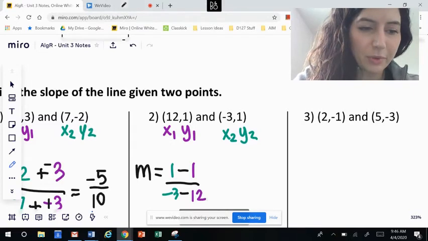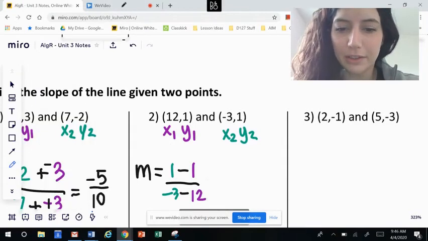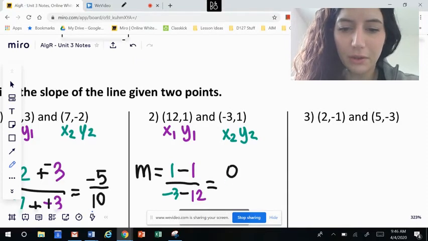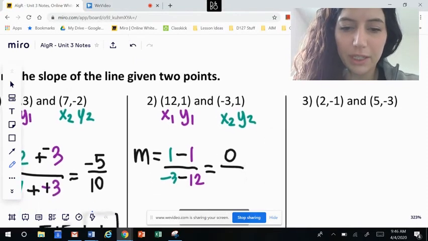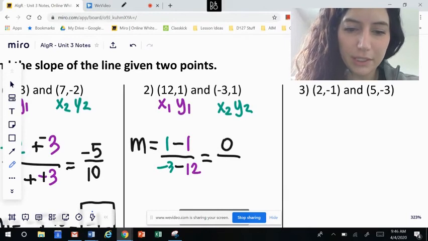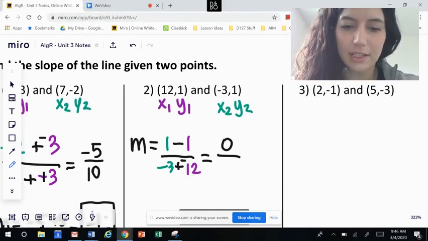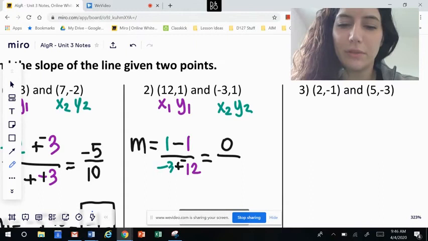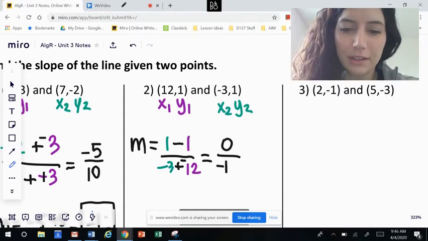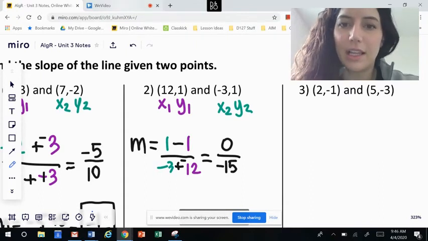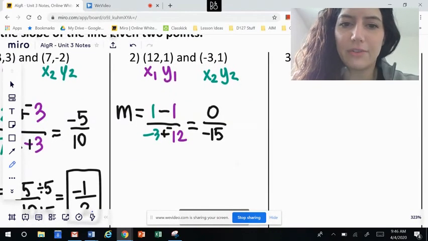Okay, so now I'm going to simplify by going straight across. So 1 minus 1, that's 0, over -3 minus 12. Well, I always think minus as plus negative, so that's -3 plus -12, which would be -15. Now, I have 0 over -15, but is that simplified? And the answer is no.